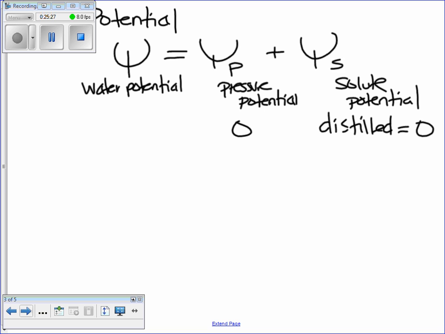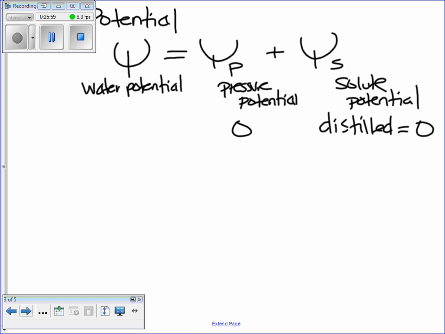You can only get more and more negative if you keep adding solute. The more solute you add, the more negative the number becomes. The less solute you add, the closer to 0 it becomes. So the closer to 0 you are, the more water potential you have because the more free water is available. The more negative the number, the more solute you have, the more water is bound up, the less water free to move, and you have much less potential.